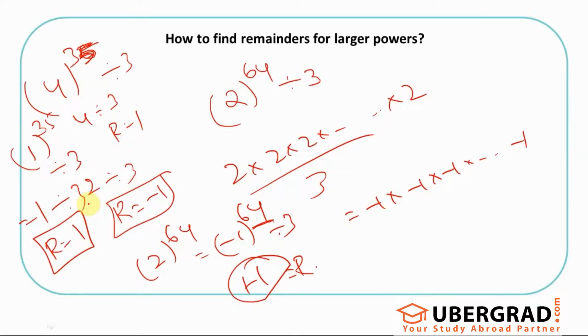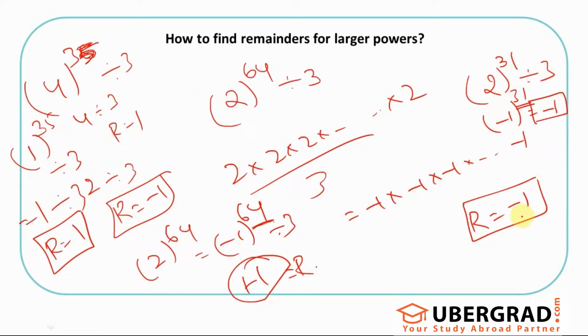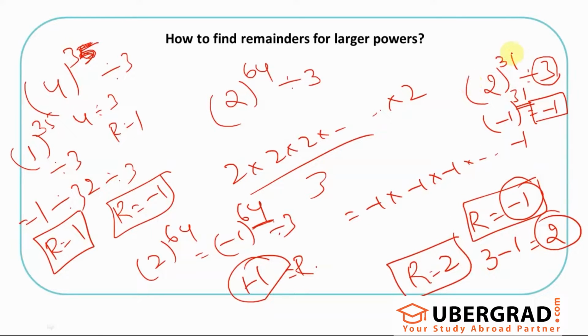So let me show a slightly different one. Let's say I do 2 power 31 divided by 3. Again, I know minus 1 is the remainder when 2 is divided by 3, so it's minus 1 power 31. Because it's an odd power, I know that it will end up with minus 1. But the answer for remainder can never be negative 1. So what should you do to give the final answer? 3 is what I'm dividing with, that's the divisor. So 3 minus 1 is the remainder, so that will be 2. So 2 is the answer for this particular question.